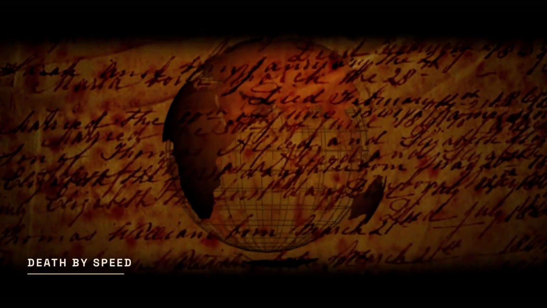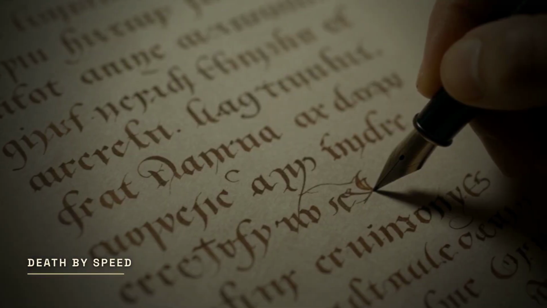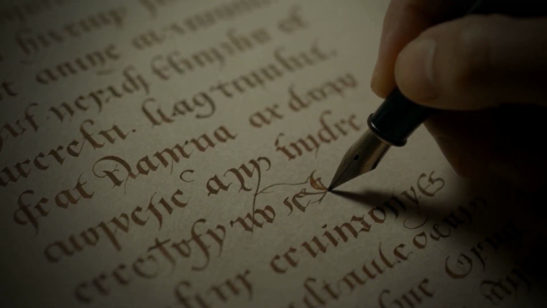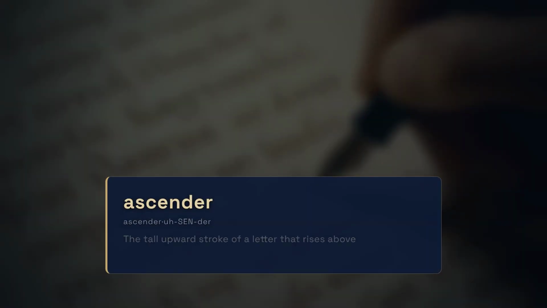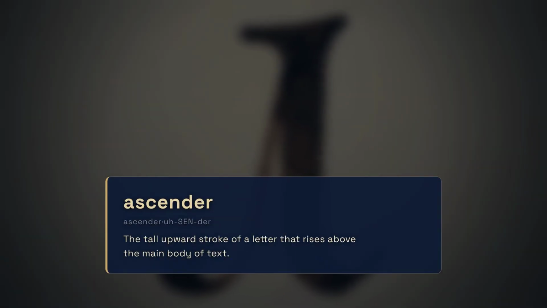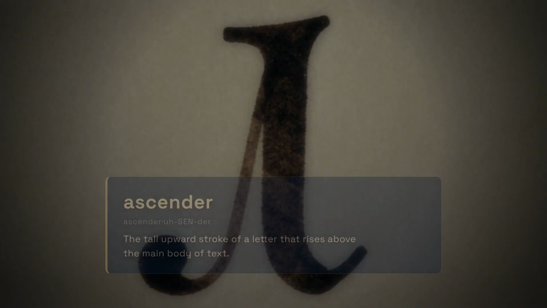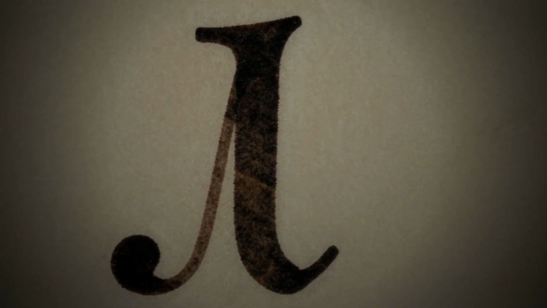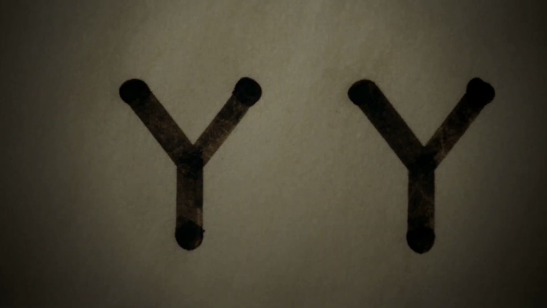Thorn's dominance should have made it safe. Instead, it set Thorn up for the strangest death of all, and the cause was speed. Scribes wrote fast, and fast writing wears letters down. In cursive hands, Thorn began to lose the loop of its ascender, the tall stroke that gave it its distinctive shape. As that stroke flattened, Thorn started to look like something else entirely. It started to look like a Y.